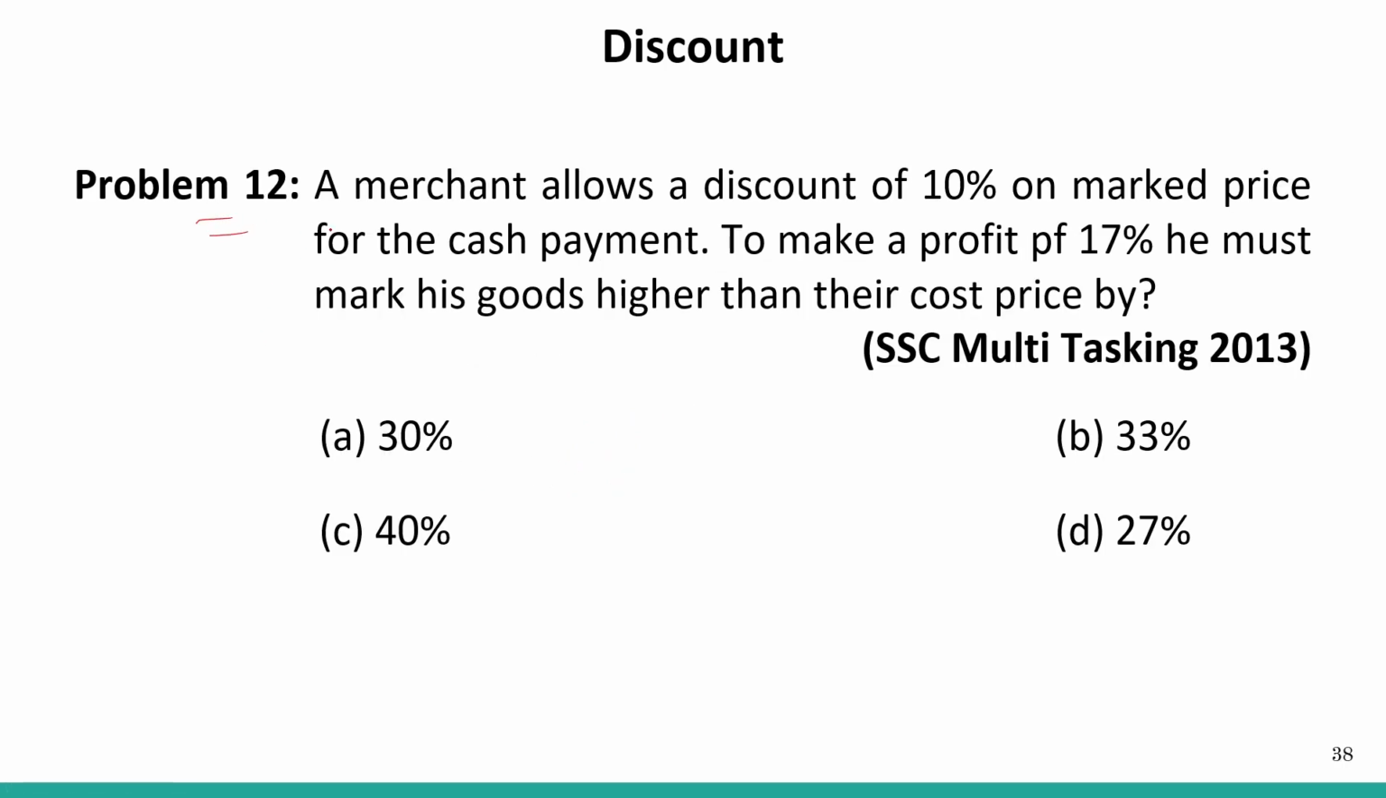Let's see problem number 12. So a merchant allows a discount of 10% on the marked price for a cash payment. So to make a profit of 17%, he marks his goods higher than their cost price. So let's see which among these four is the actually correct answer. So this question has appeared in SSC Multitasking 2013 paper.